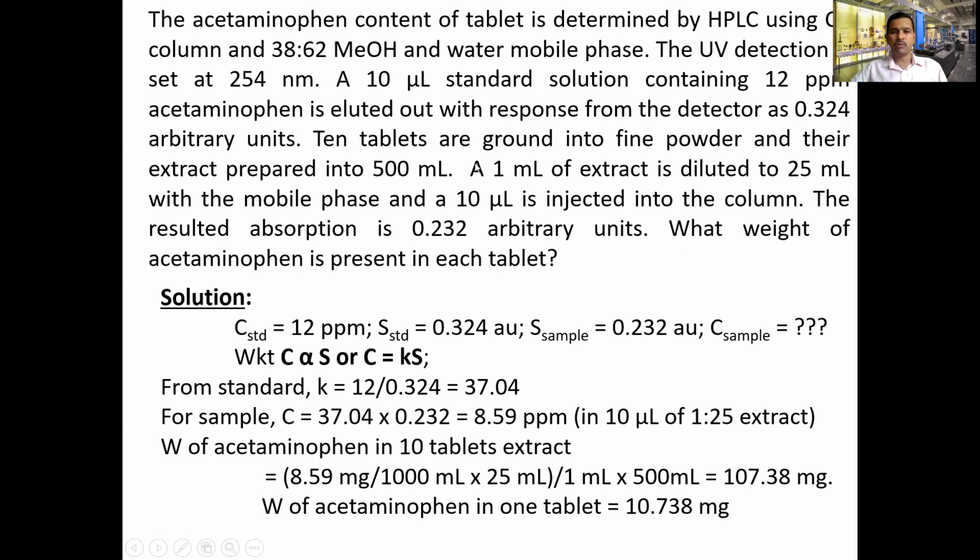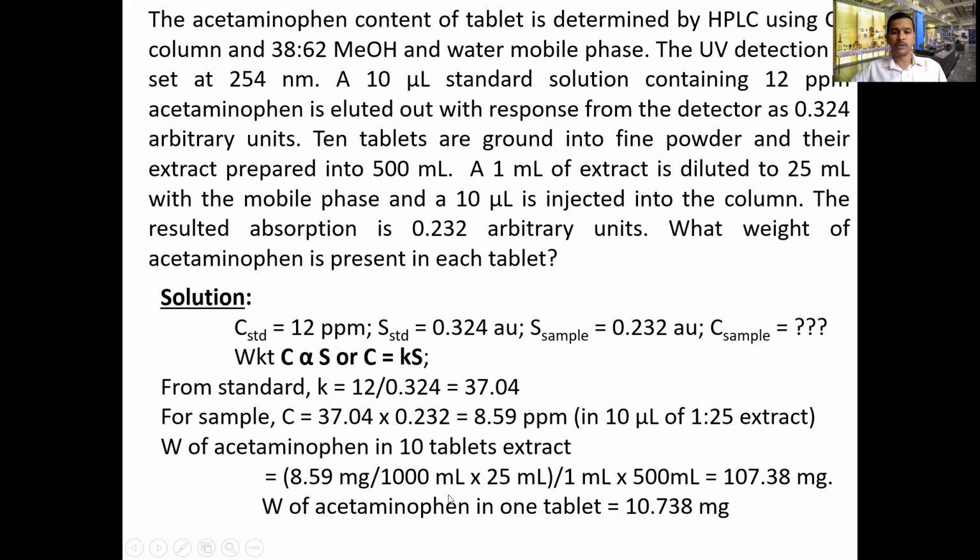It is also equivalent to 1 ml of the tablet extract taken from the original tablet extract. It is undiluted. From 500 ml, 1 ml was taken. So, in 1 ml, this much of acetaminophen is present. So, in 500 ml, how much is present?